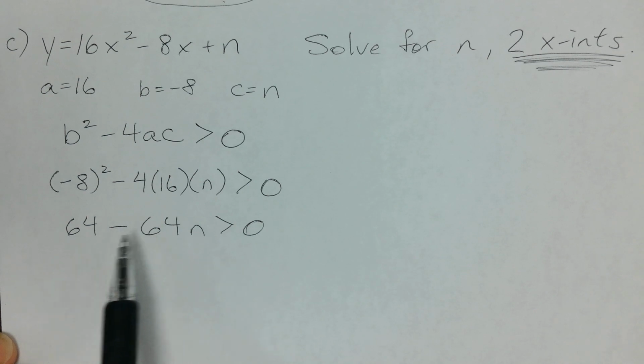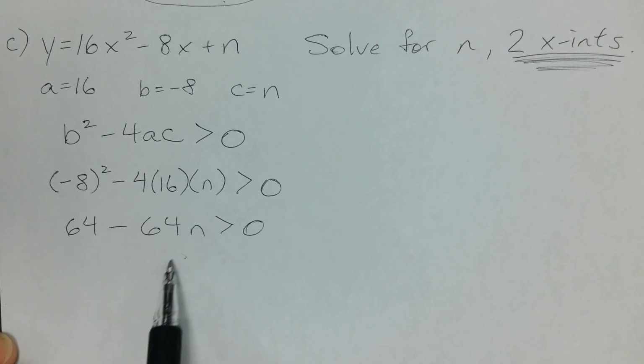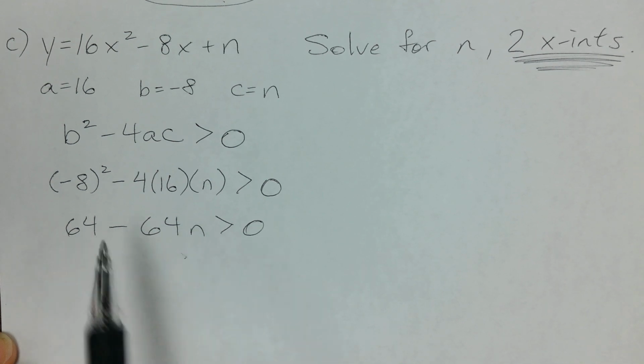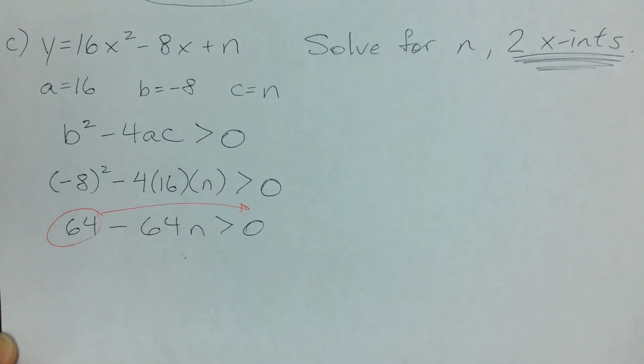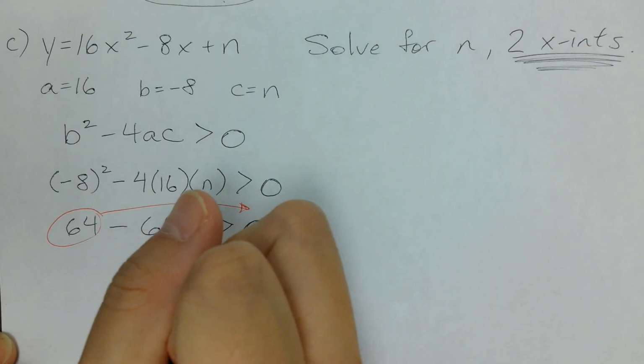I've seen that this is a common mistake that people make. They see 64 minus 64 and then they write 0n. You cannot add or subtract a number with a variable. So how do I solve for n? What do I have to move over? Yes, move over the 64. Just because you see 64 minus 64n, you cannot combine them. One is a number, one is a letter.